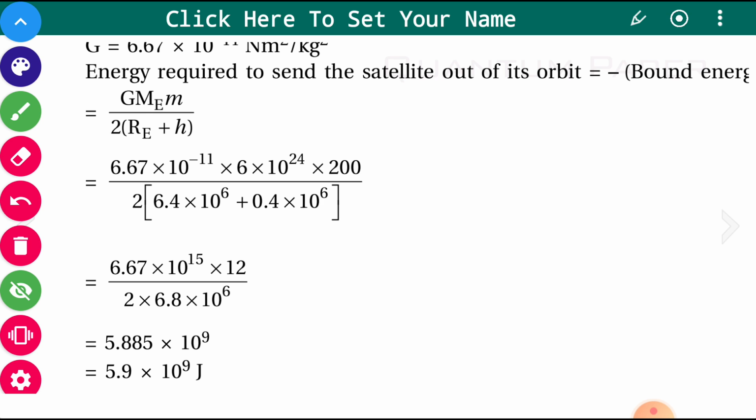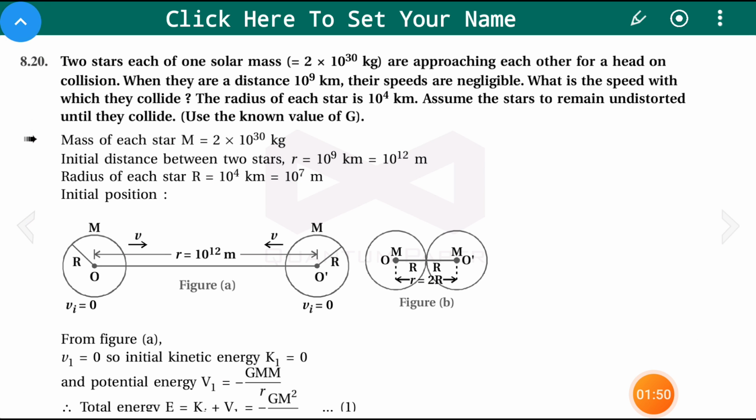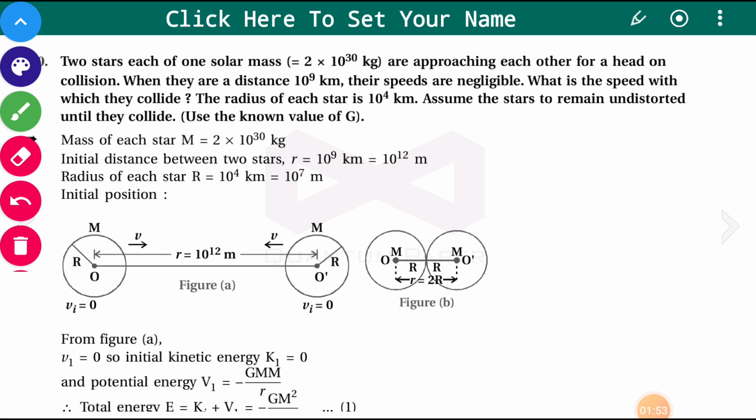Mass of the Earth is given, small m is 200 kg, R E is 6.4 into 10 to the power 6, h is 0.4 into 10 to the power 6. So simplify and you get the answer of this question: 5.9 into 10 raised to 9 joule. Now we have the next numerical, 8.20.